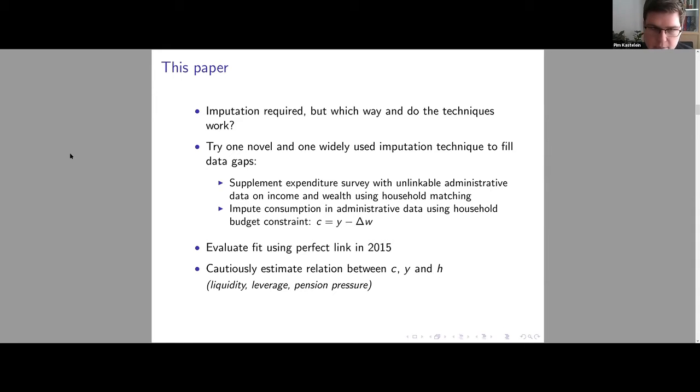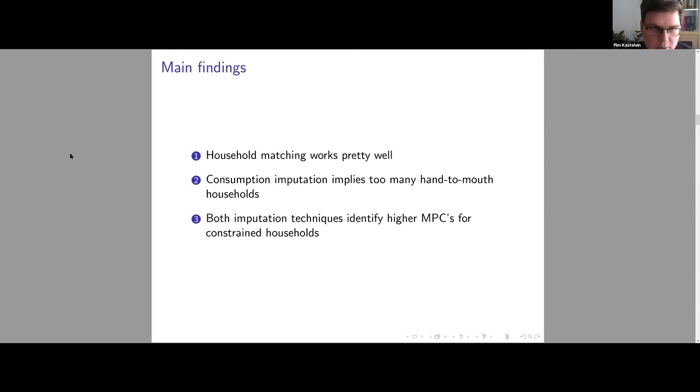Now, I say unlinkable administrative data. I do have one year where I can match all these different data sets. So for 2015, I have the perfect link, so I can evaluate how these different imputation techniques are performing. And then I'll cautiously say something about these relationships between consumption, income, and housing, but I will not have time for that today. What I want to drive home as main findings is that this household matching works pretty well, and I'll try to leave at the end a short overview of when I think it can add some value.